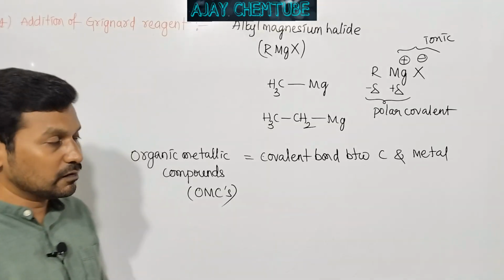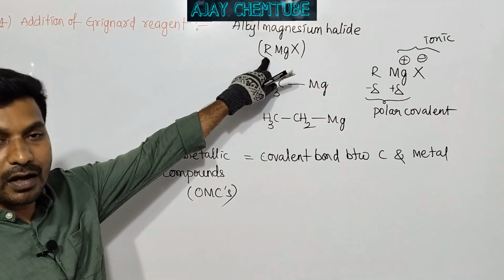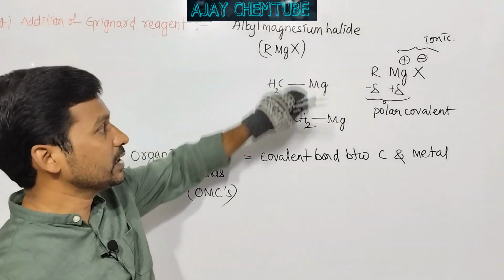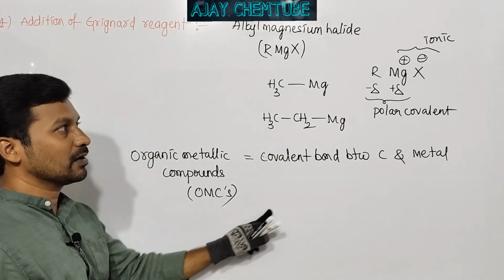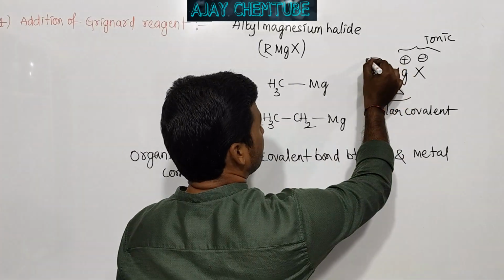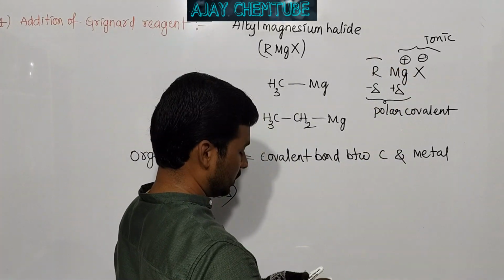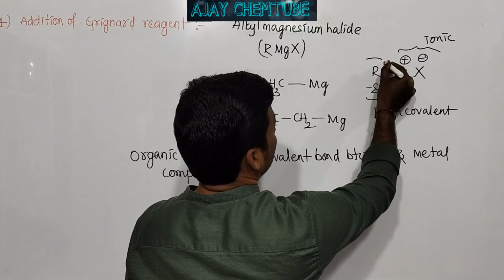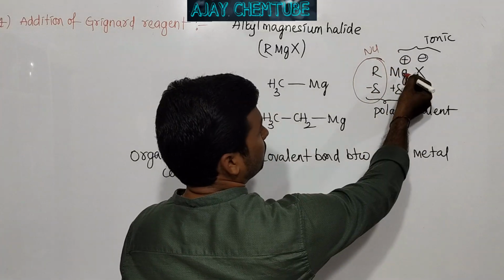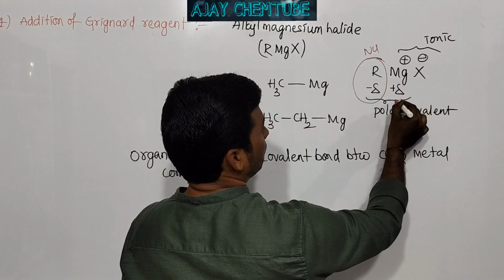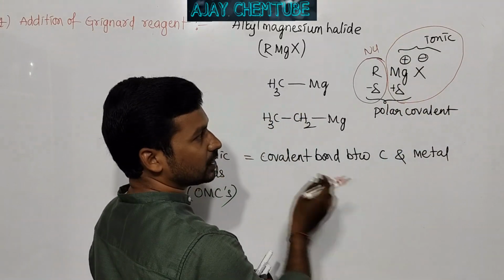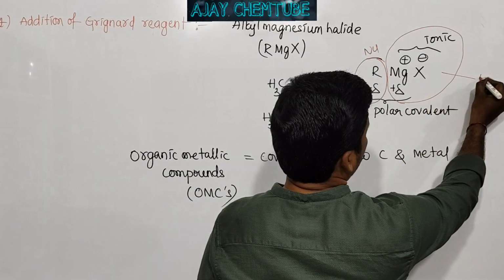Grignard reagent is an alkyl magnesium halide. The alkyl group may be anything. The halide group may be chlorine, bromine, or iodine. So in this organometallic compound, what is the nucleophile? R minus is the nucleophile. Remember, this is important. The rest, only this covalent bond will break. Organic means covalent, not ionic. So this is electrophilic in nature.